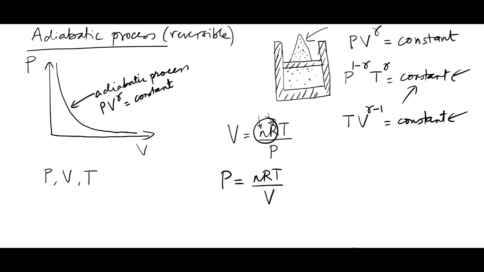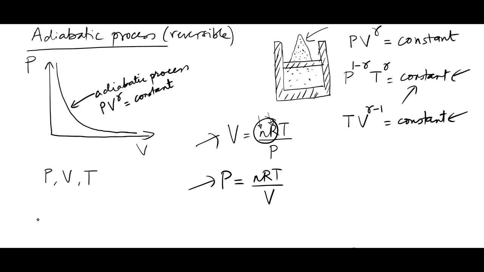For example, you could memorize PV raised to gamma is equal to constant, and using the ideal gas law in this form or in that form, you could eliminate either V or P as we just now did, and you could derive the second or the third equation as and when required.